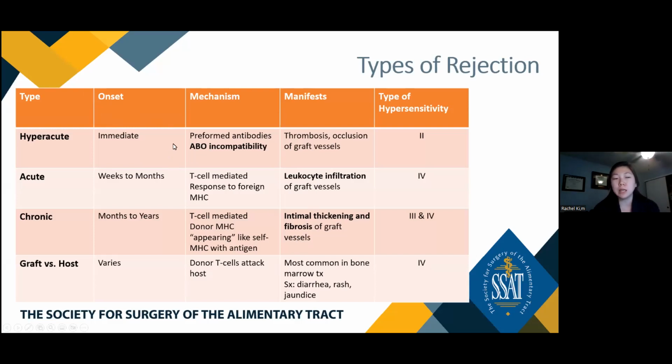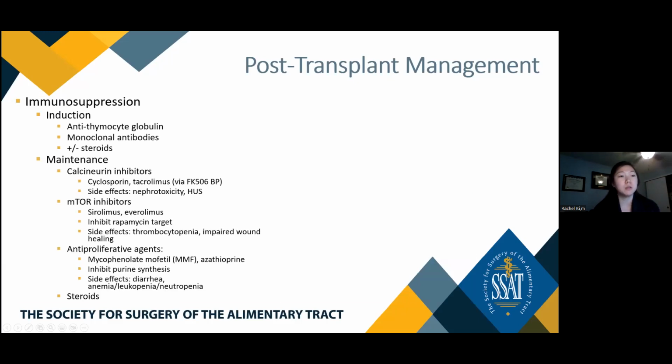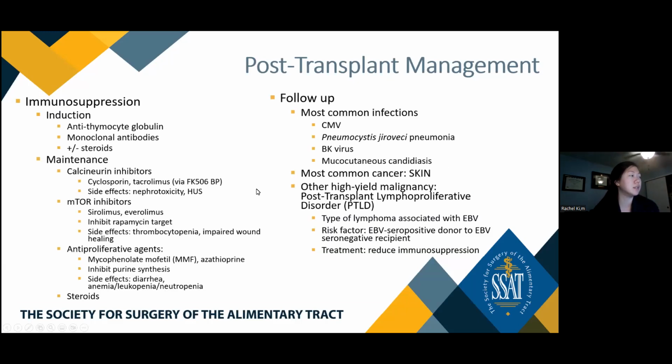Hyperacute comes from ABO incompatibility, and you'll get thrombosis. Acute, you'll see on the pathology from a biopsy, for example, leukocyte infiltration. While chronic, you'll see intimal thickening and fibrosis. I think the other important thing to know is that both acute and chronic are T-cell mediated. Graft versus host is also T-cell mediated, but from the donor T cells. And then knowing the type of hypersensitivity here, which I've listed. And then remembering how to manage these patients post-transplant is important as well. So I've listed some of the key immunosuppression classifications and the key immunosuppression drugs.